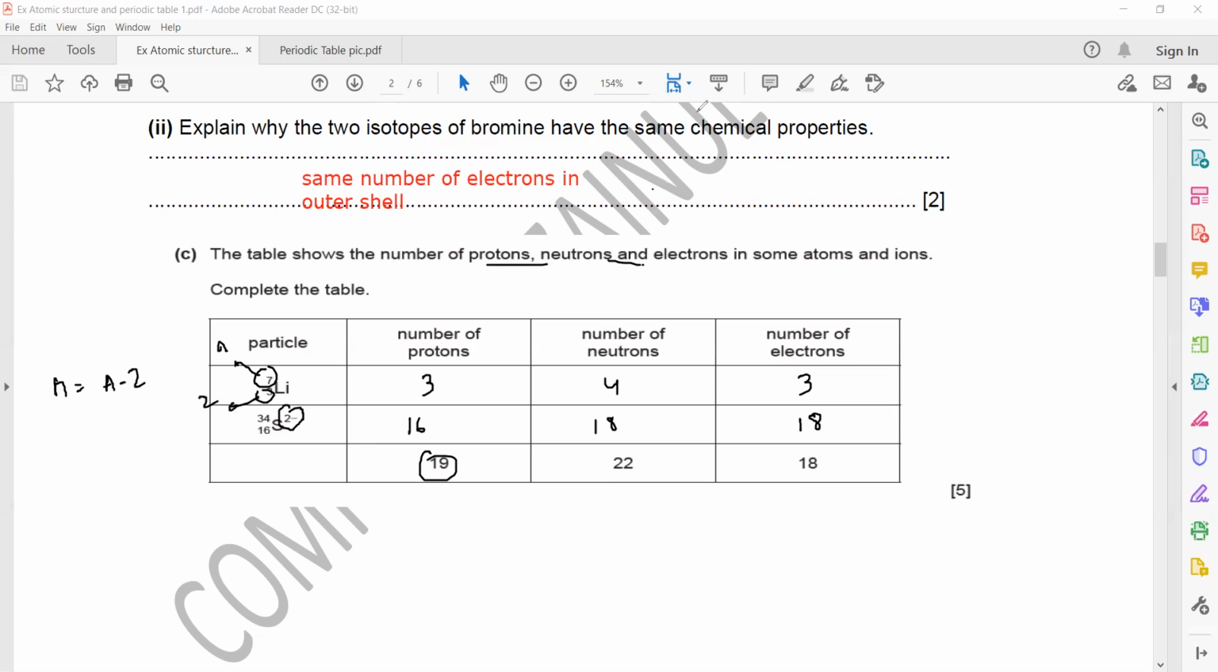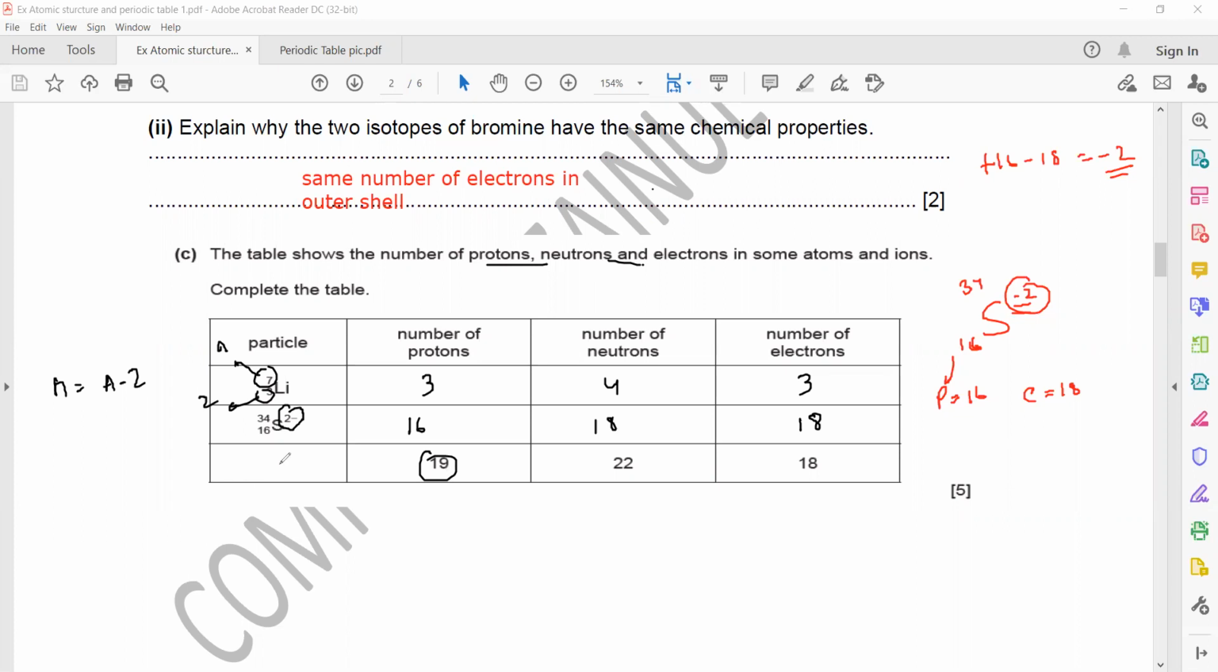The number of electrons in the second one: as you can see, it is written sulfur 34 and 16 with a charge of -2. When we work out the protons, the proton number is 16. But you can see there is a charge of -2. A negative charge means it has more electrons. How many more? 2 extra electrons. So there should be 18 electrons, because protons are positive, +16, and electrons are negative, -18. So the net charge will be -2.